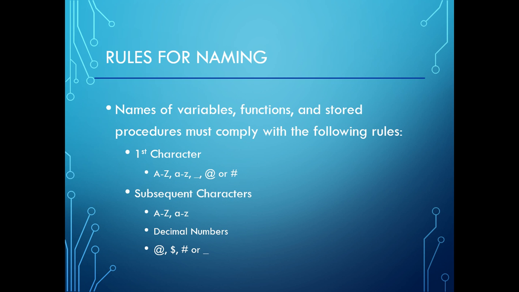When we create a stored procedure, we have to follow our general naming conventions. So for variables, functions, and stored procedures, the first character has to be A to Z or an underscore. For variables, we use an @ sign. And then we can use A to Z, numbers, $, pound, or underscore. So some of the same things we used for tables.